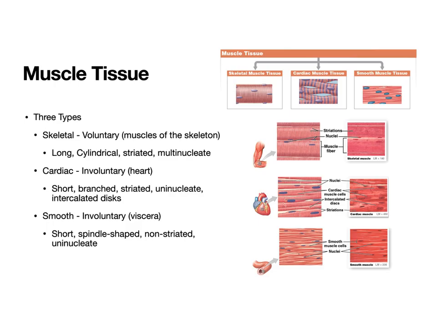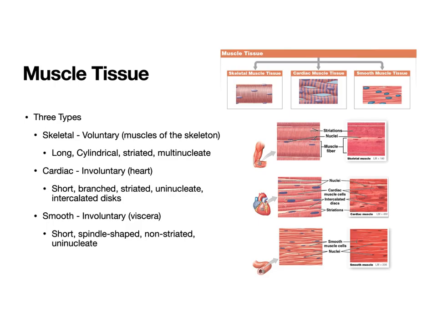So now we're going to talk about muscle tissue. There are three different types of muscle tissue. We have skeletal, cardiac, and smooth. So skeletal muscle tissue guards our entrances and exits to the digestive, respiratory, and urinary tracts. It generates heat, and it protects our internal organs.